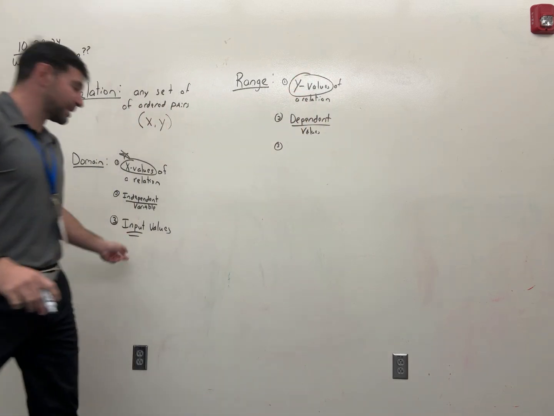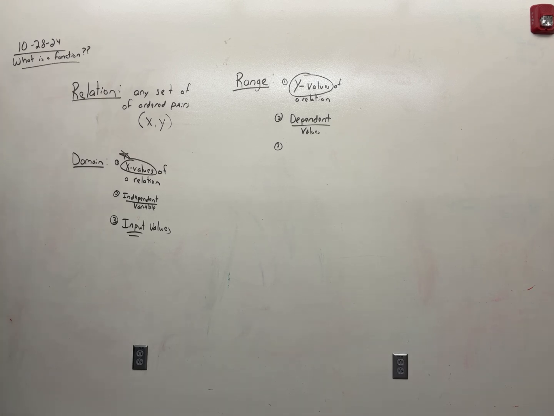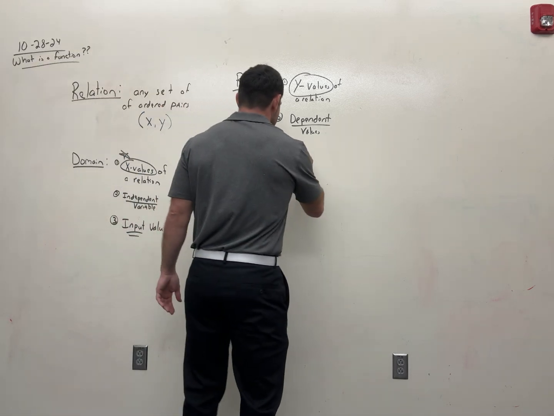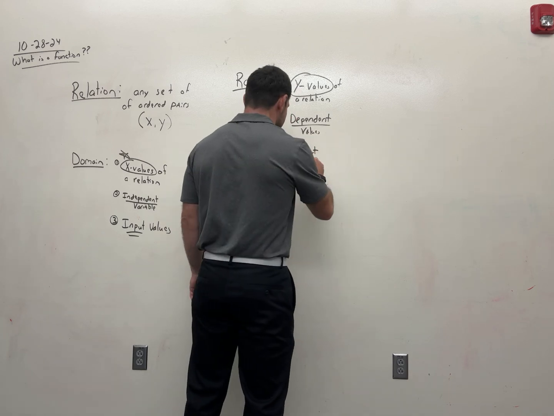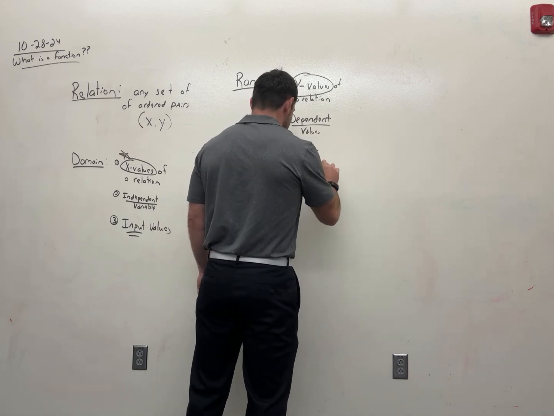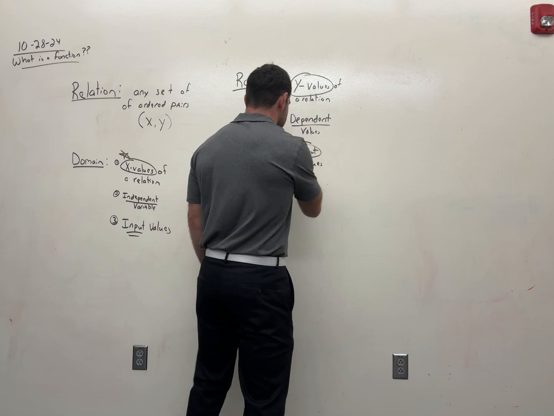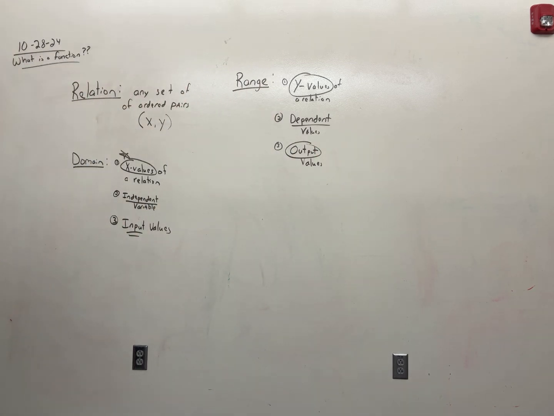Last but not least, if these were the input values, come on, Kendall, what do you think the y is going to be? If the x's were the inputs, what's the opposite of in? So it's going to be the? Very good. These are the output values. So we have inputs, we have outputs. I thought the dependent was variables, not values. Oh, thank you.